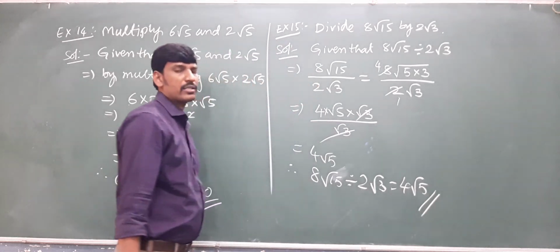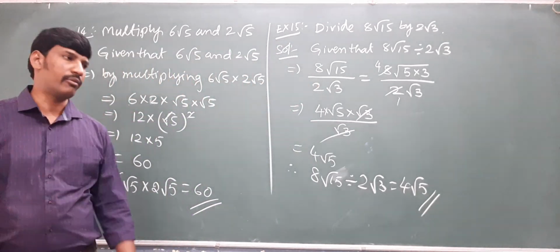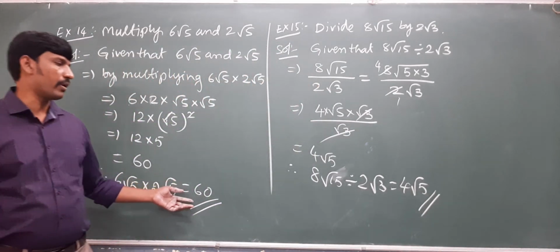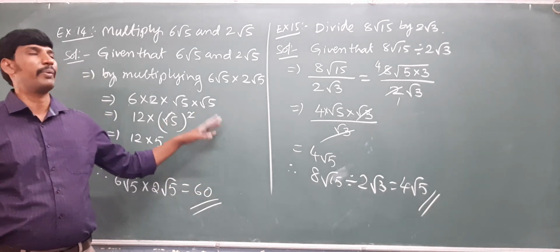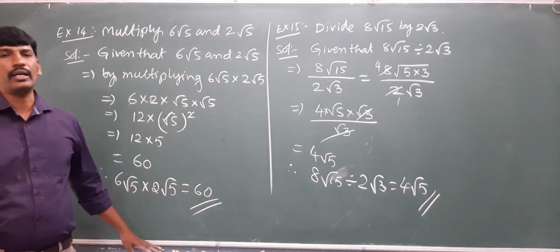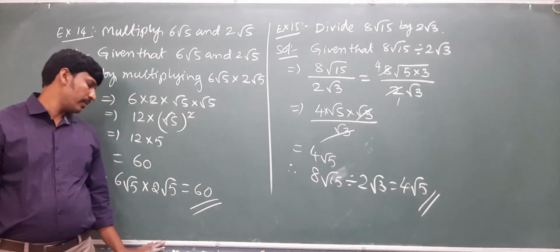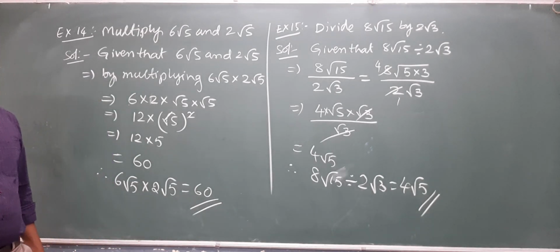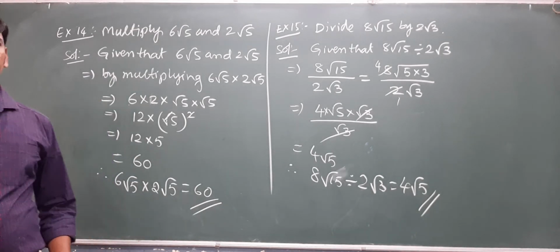Is this clear, my dears? We cannot expect every time that we will get either a rational number or an irrational number. Depending on the situation and the given values, we will get the solution. Keep it in mind always. Please complete these two examples. Let us note the homework.